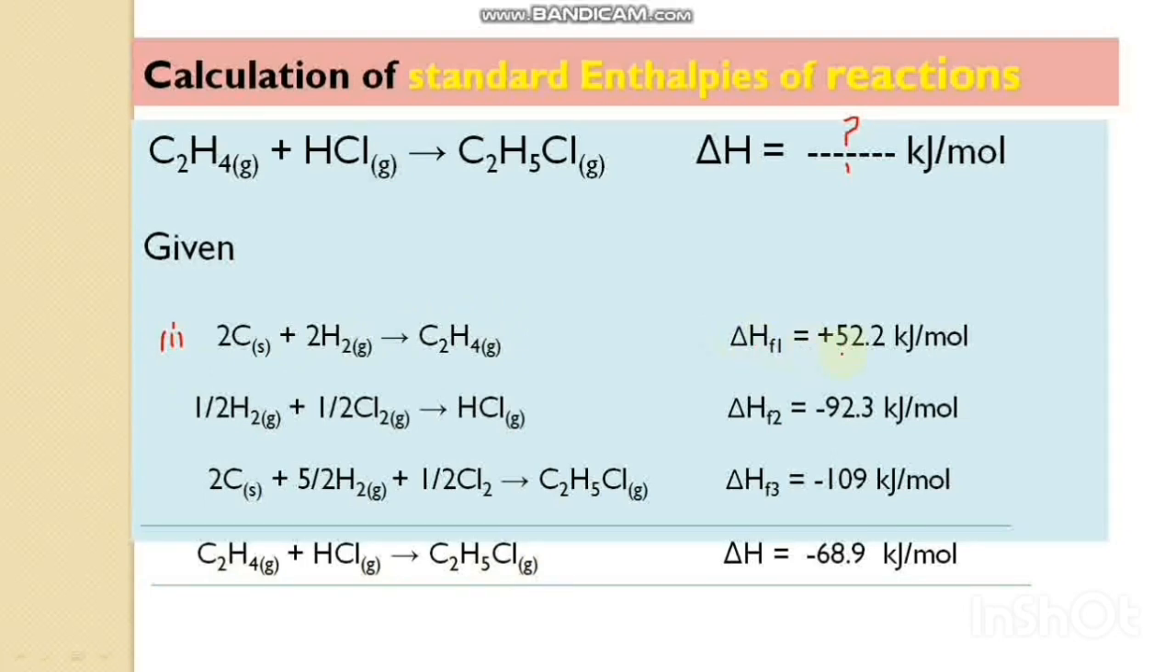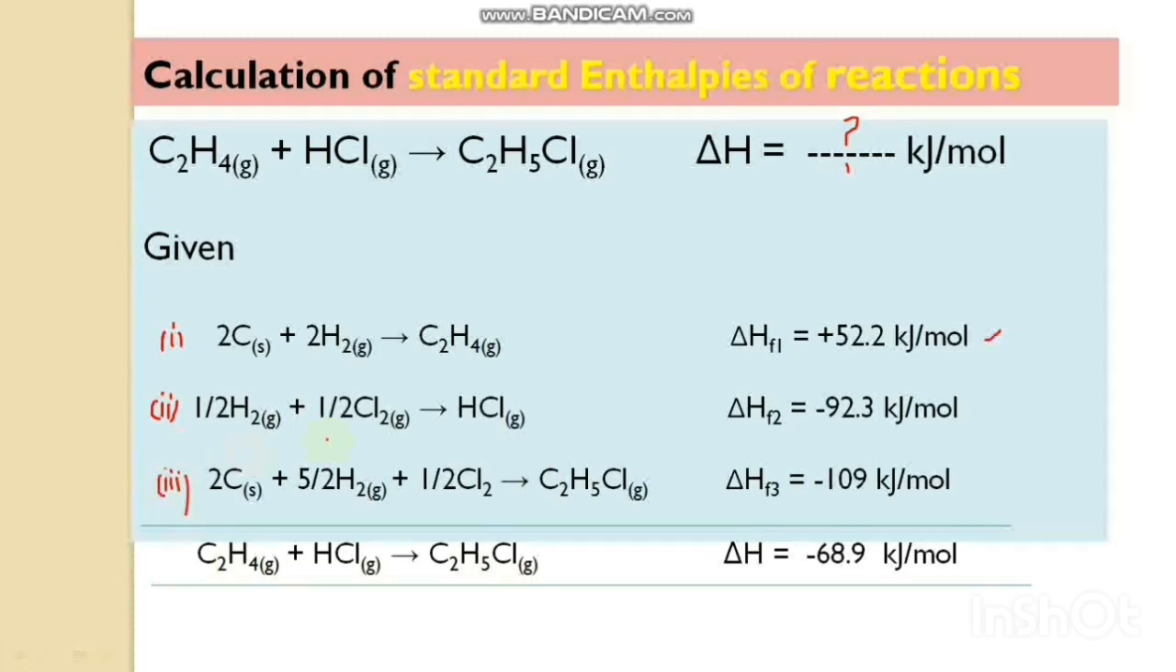Second equation, formation of HCl from hydrogen and chlorine, enthalpy of formation delta HF2 is equal to minus 92.3 kJ per mole. Third equation, formation of ethyl chloride from carbon, hydrogen and chlorine, enthalpy of formation delta HF3 is equal to minus 109 kJ per mole. From these 3 equations we have to derive the required equation.